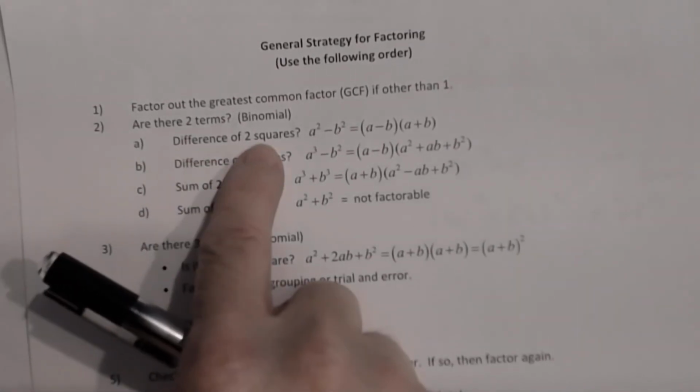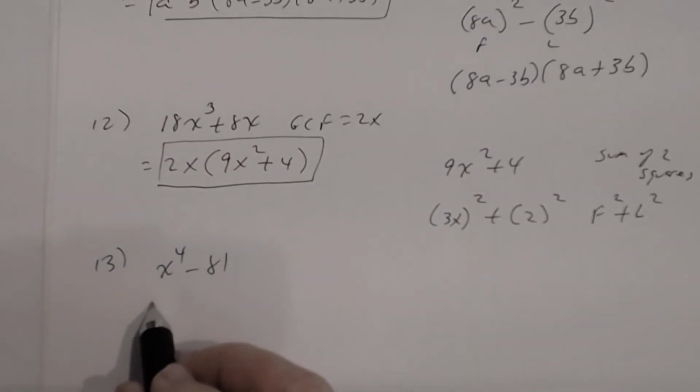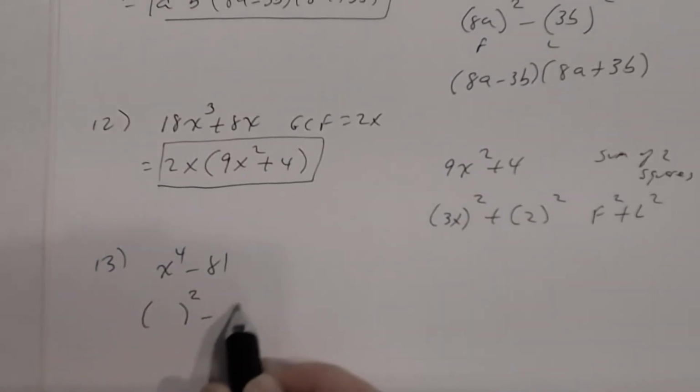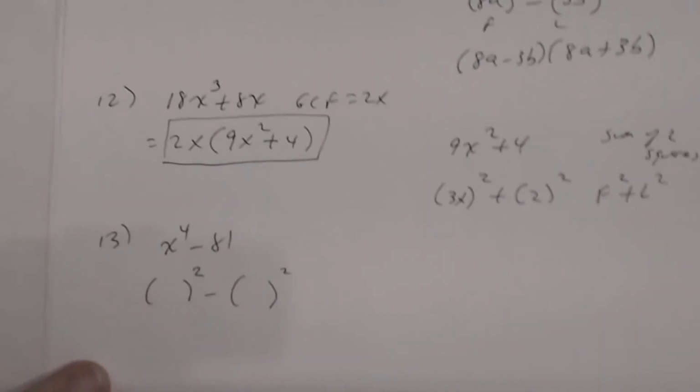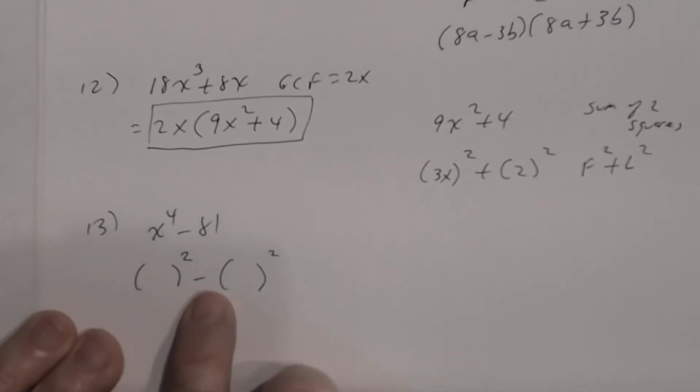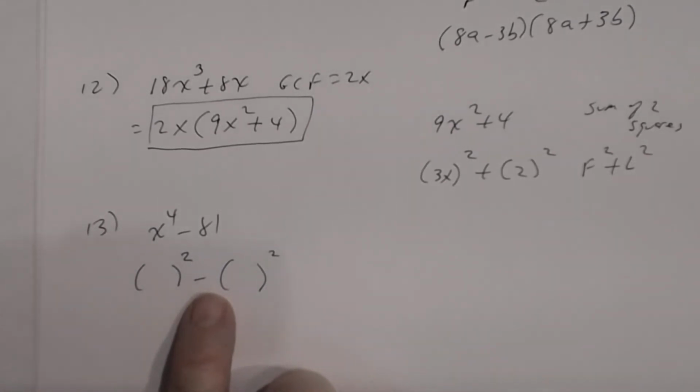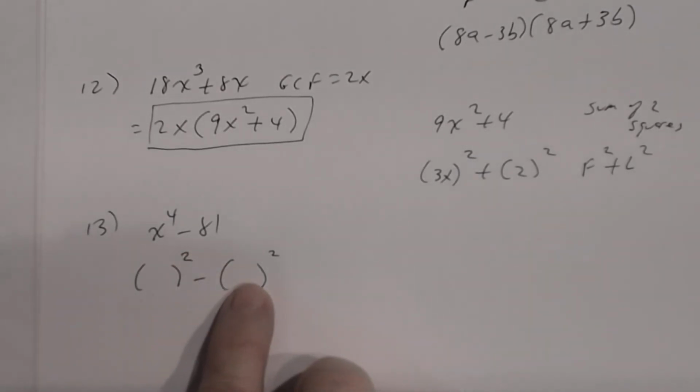So then you ask yourself, well, is it going to be the difference of two squares? Okay, well, let's check. Let's see if this is the difference of two squares. If it is the difference of two squares, then that means I can fill in these parentheses. And so you always want to do that. You always want to write this out so that you can be very careful with your approach. You can think about your approach. So let's start with the 81. What times itself twice is 81?